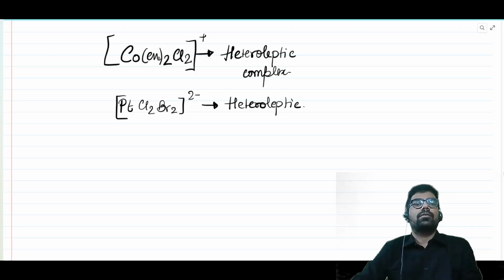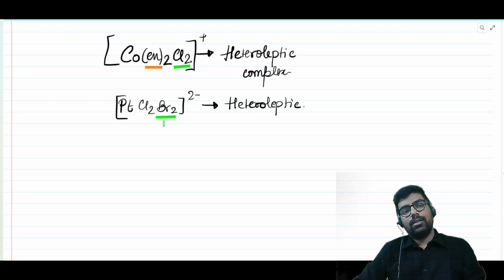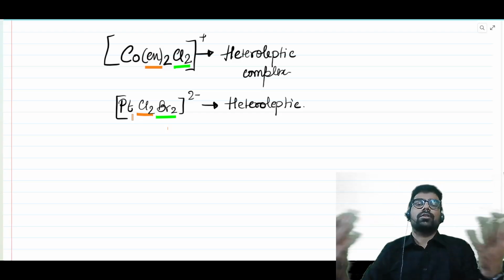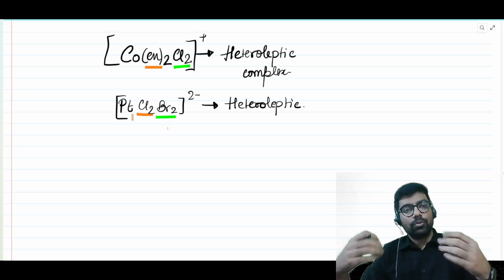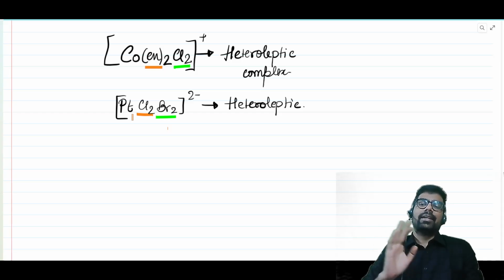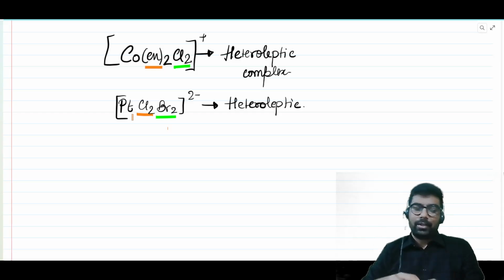Because the ligands are not of the same type. The ligands are of different type. Over here, this is one type of ligand, and this one is another type of ligand. Two types of ligand are there. Similarly, over here, this one is one type of ligand, and this one is another type of ligand. It can be two, it can be more than two. It can be three types of ligand, it can be four different types of ligand. Everything will fall under heteroleptic. If the ligands are same, then we have homoleptic. If the ligands are different, we have heteroleptic.